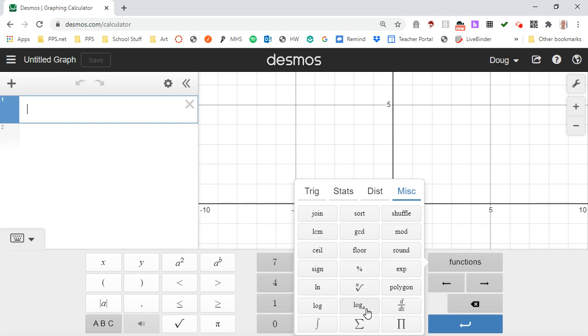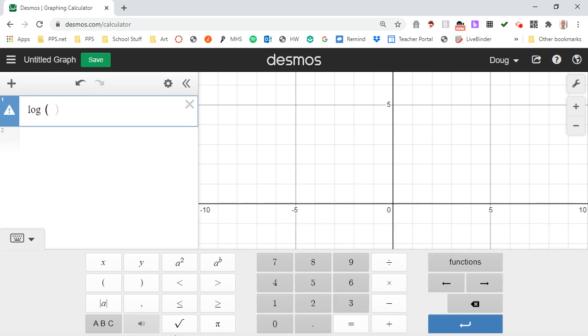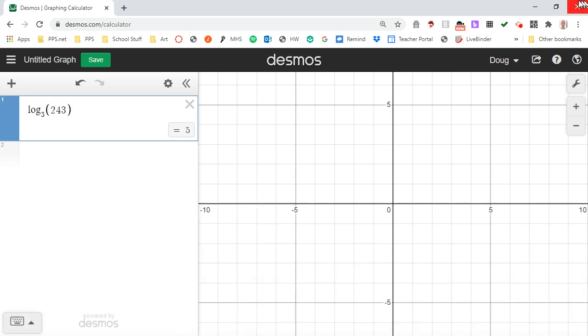We want log base 3. And that allows us to then write log base 3 of 243. And so our answer then is right here, 5.